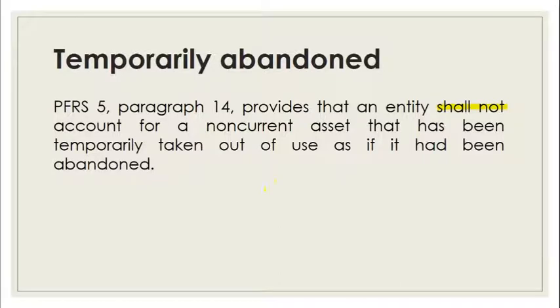So for example, the company has a factory that they are no longer using because maybe their production or demand has slowed down. Or let's say warehouses that they are not using. However, they still pay rent for that warehouse, and they still pay utilities or overhead costs for that specific warehouse.